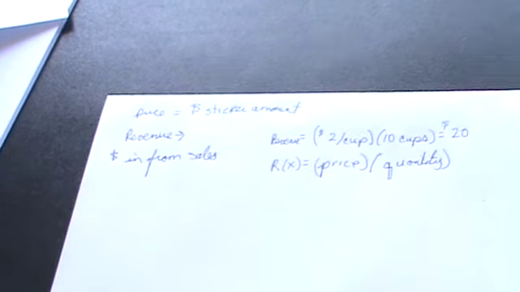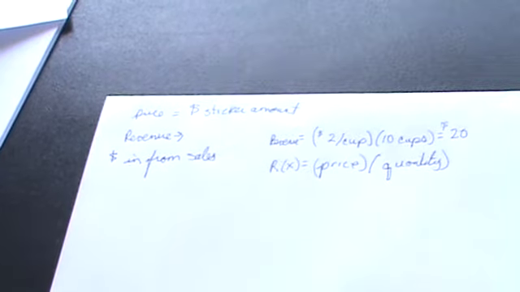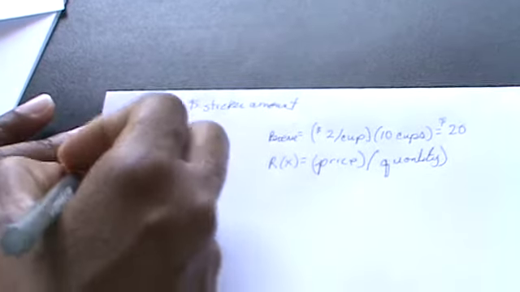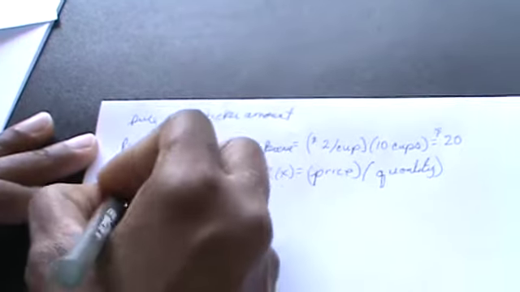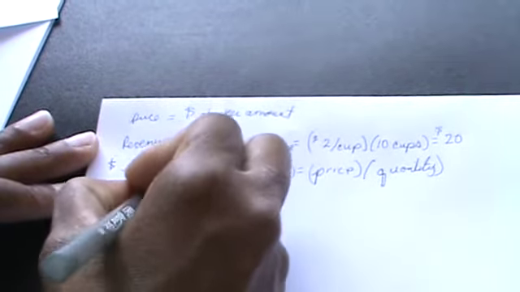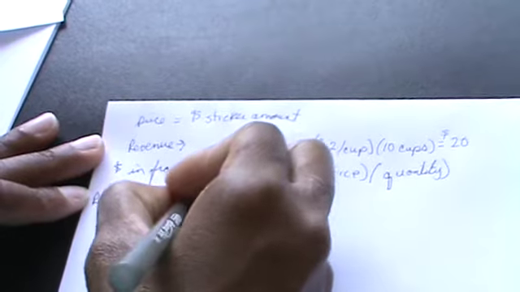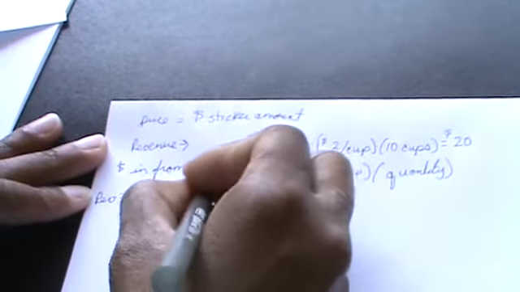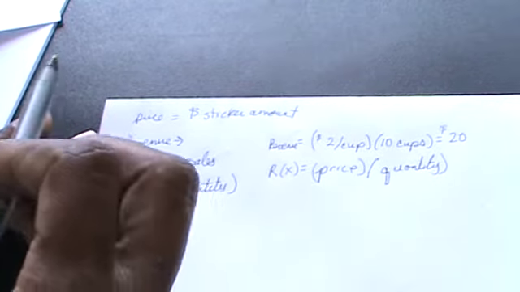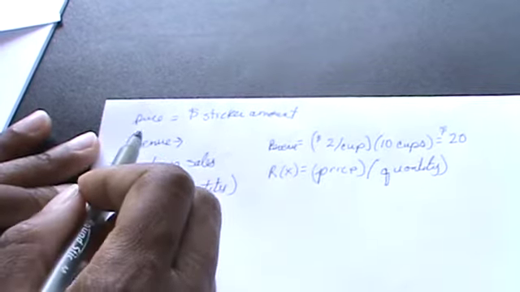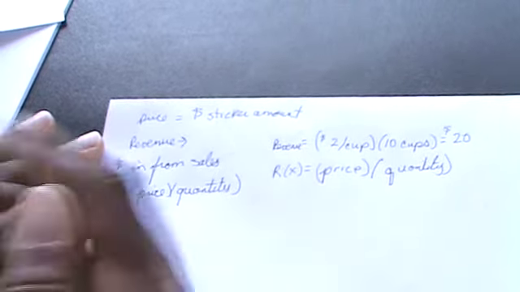All right, so this idea of the price times quantity is going to come into play in nearly every revenue problem that you're going to see in this class, unless, of course, they give you the revenue function. So your revenue is equal to, quite simply, your selling price times your quantity. Like that. All right, so you have the sticker amount, which is your price. You have the revenue, which is the money that you bring in from sales.